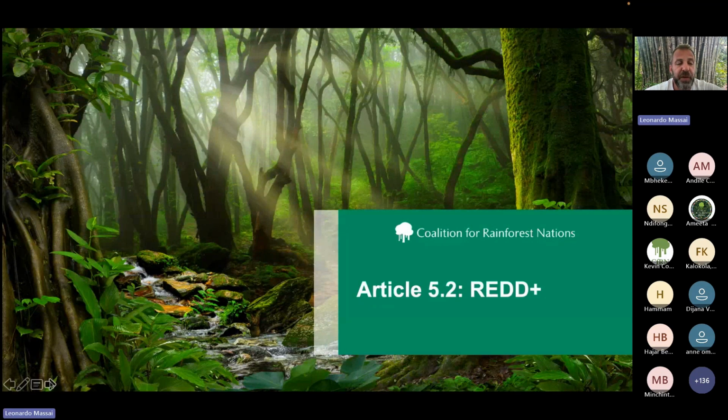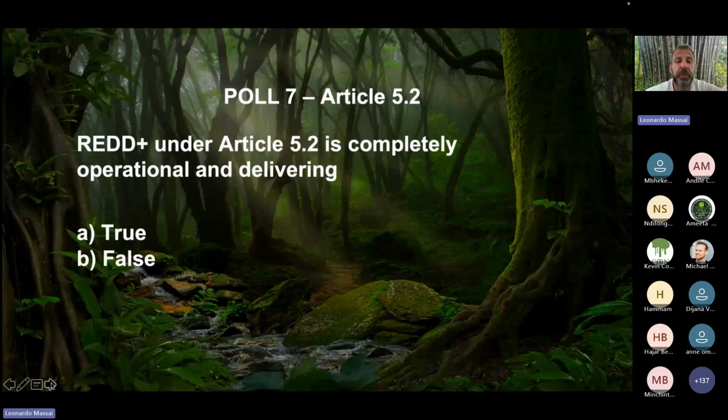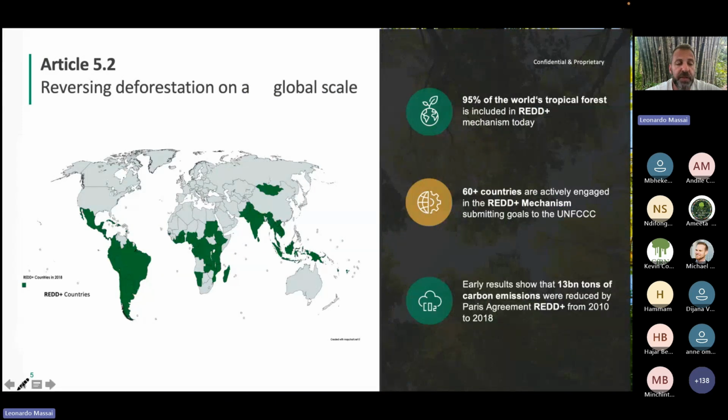So before I turn to our two lead negotiators, just to conclude on the main elements of Article 6, a few words on 5.2. And then we have question number 7. Article 5.2, Paris Agreement. Point number 7: REDD+ under 5.2 is completely operational and delivering. And if you have been listening to me in this half hour, probably the answer to this question would be very easy for you to complete. REDD+ is completely operational and delivering. Is that true or false? Seems they're listening, Leo. Majority at true there. Yes, so the answer to this question is true.